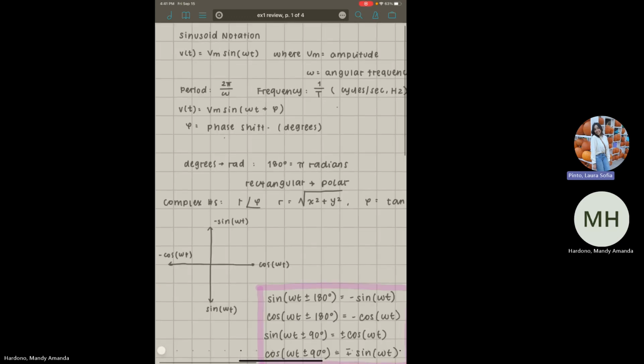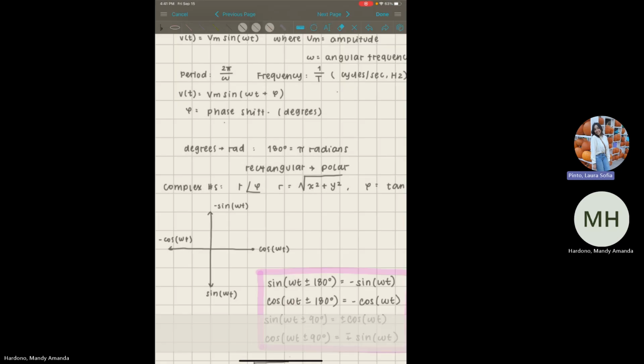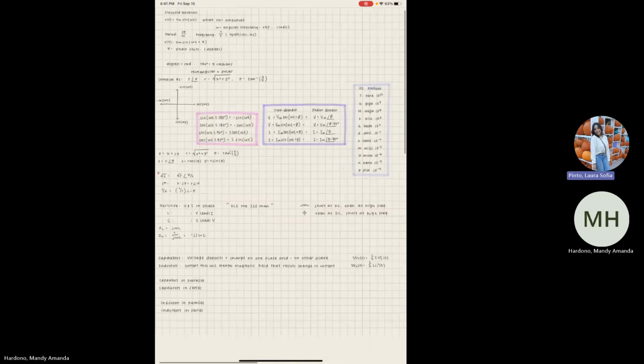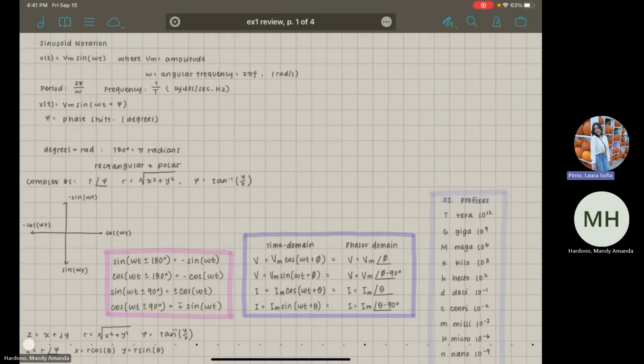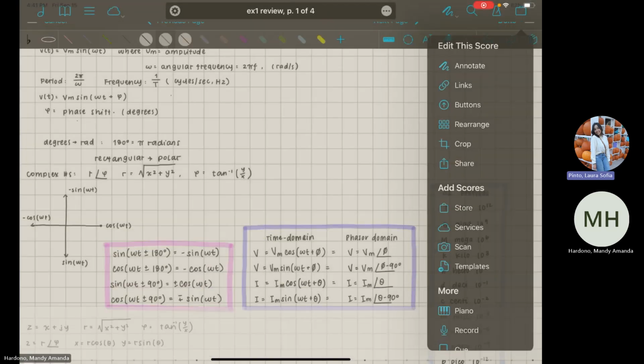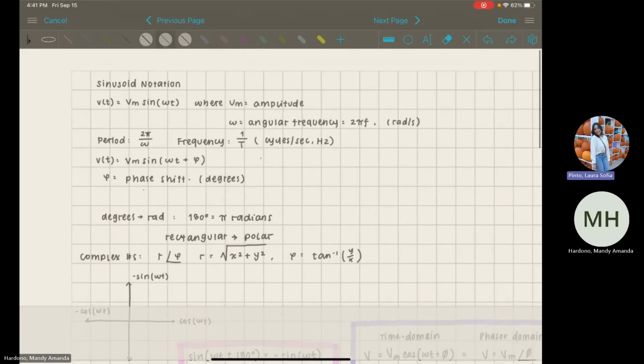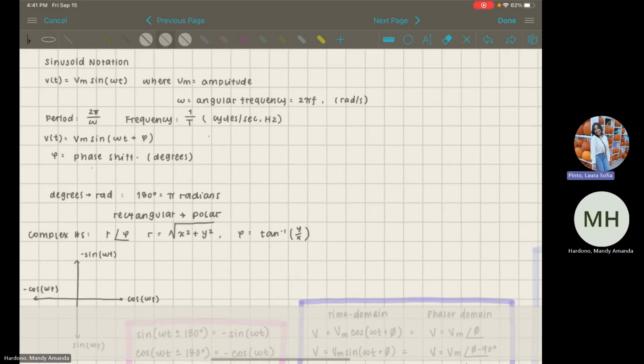So this is where the next portion of the review is going to start, where you go into sinusoid notation, all of the phasor math, and then inductors and capacitors, and then DC and AC circuit analysis. Can y'all hear me correctly? Okay.